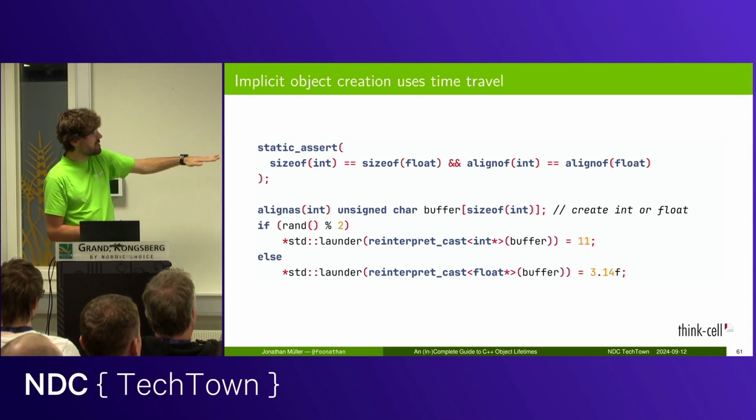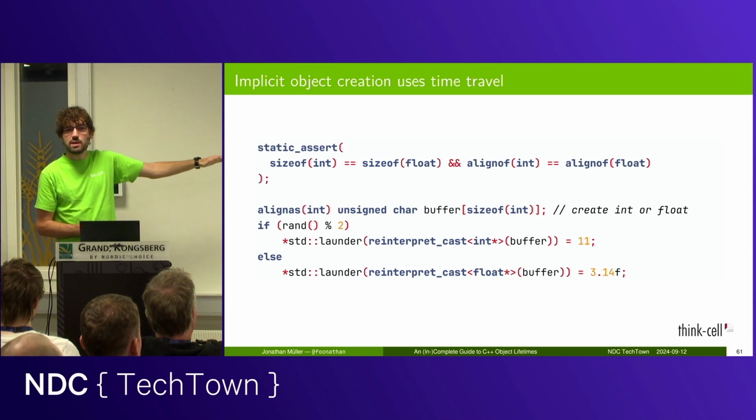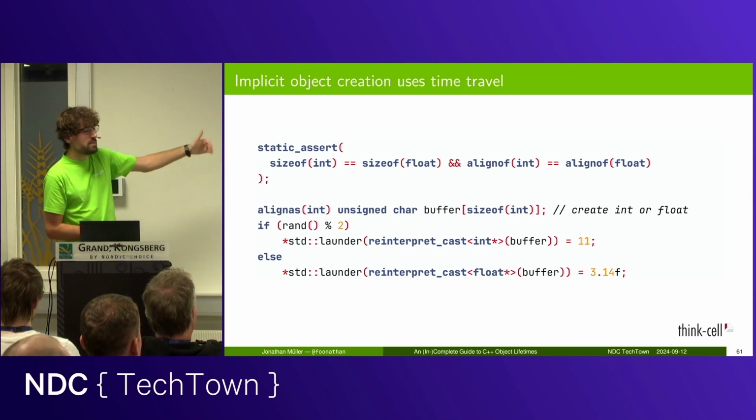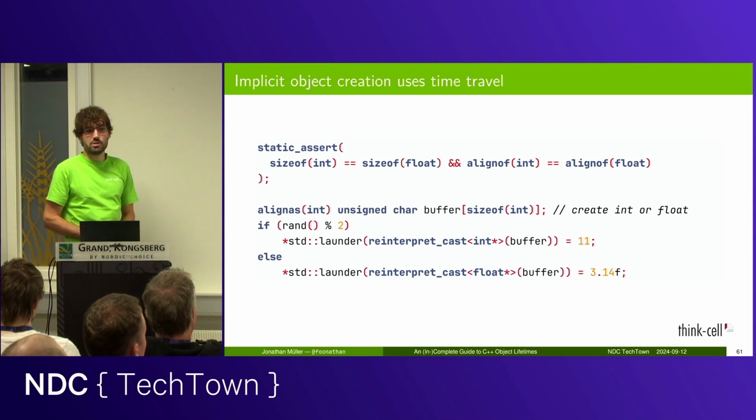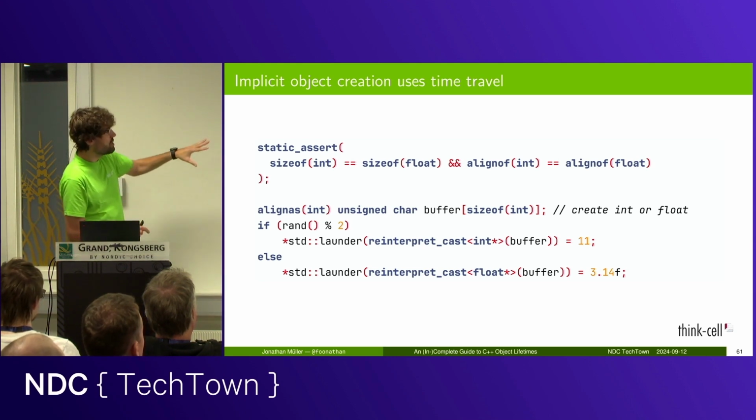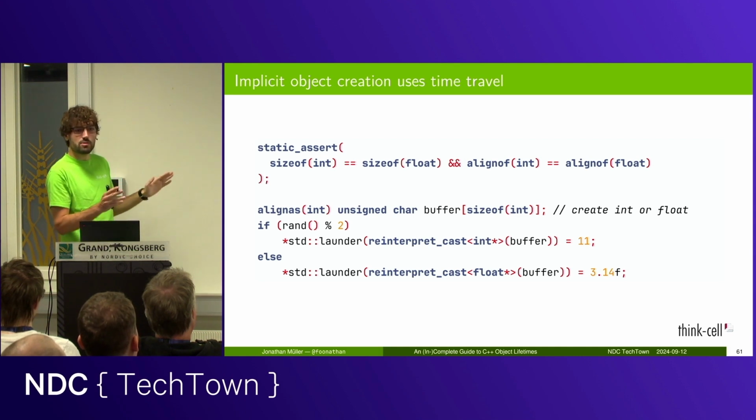We then roll the dice and discover that this would be undefined behavior if we don't have an int. But I just created a buffer, so let me travel back in time, put an int in the buffer, and continue execution. Right? And it's important to point out the compiler only does it once. If we then later need a float, it will not put a float in there, because it already put an int in there.